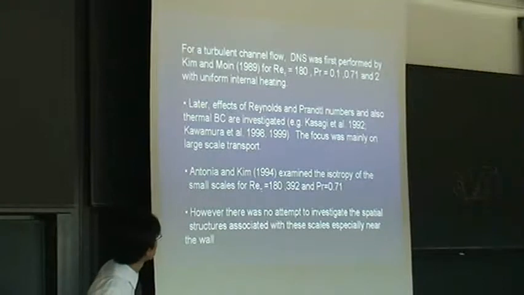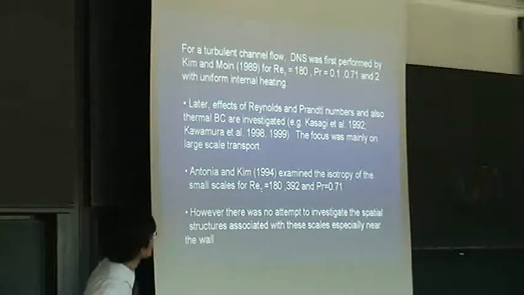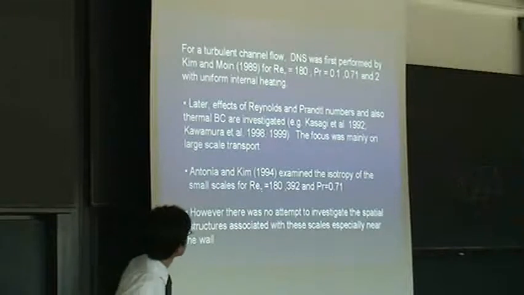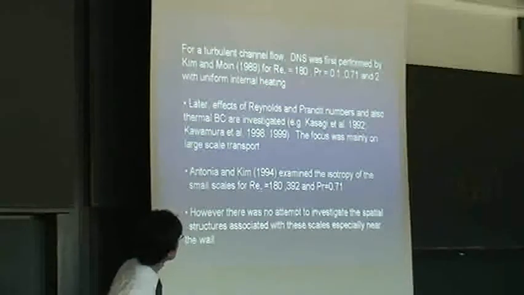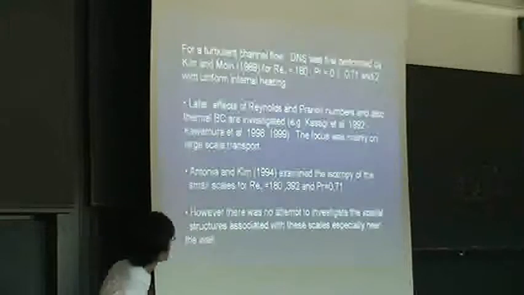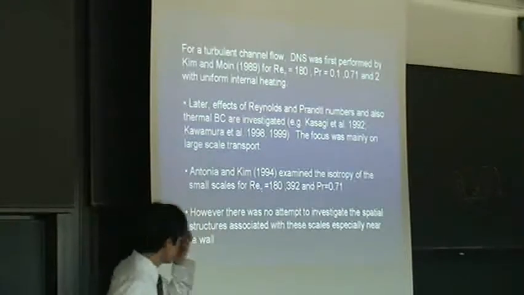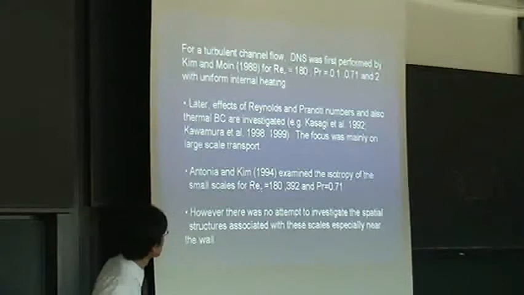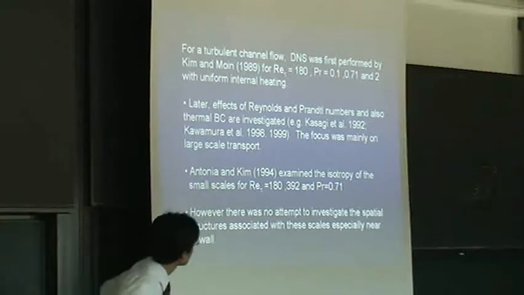In this context, DNS can provide reliable information at any time and location, and may be a useful tool to examine these small scales. For channel flow, the first DNS with passive scalar transport was performed by Kim and Moin for the friction Reynolds number 180 with internal source heating. Here they used three Prandtl numbers: 0.1, 0.7, and 2. Later, the effects of the Reynolds and Prandtl numbers, and also the thermal boundary conditions, were investigated intensively.